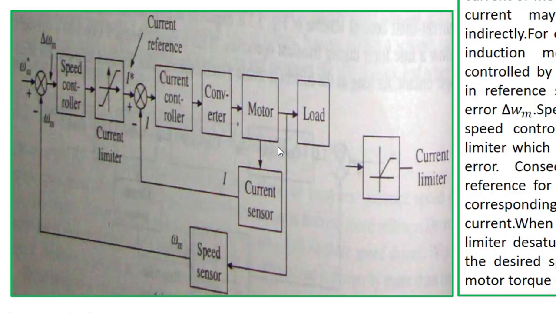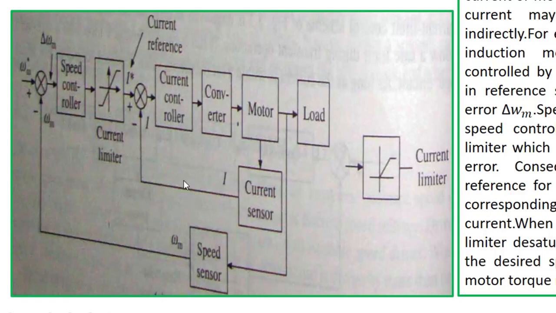Now this inner loop will try to achieve this I star, and I is the actual current flowing through the motor. So with the help of this current sensor, the actual current is sensed and fed to this subtractor. The reference current and the actual current are subtracted and the net error is fed to this current controller. Now this current controller will generate switching pulses for the converter, which are fed to the motor.